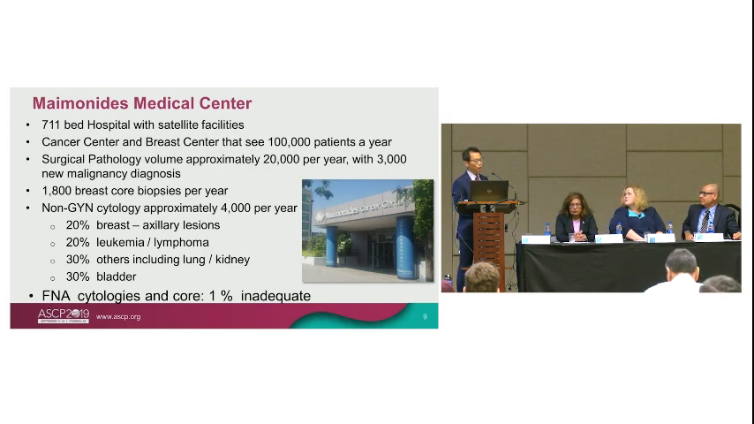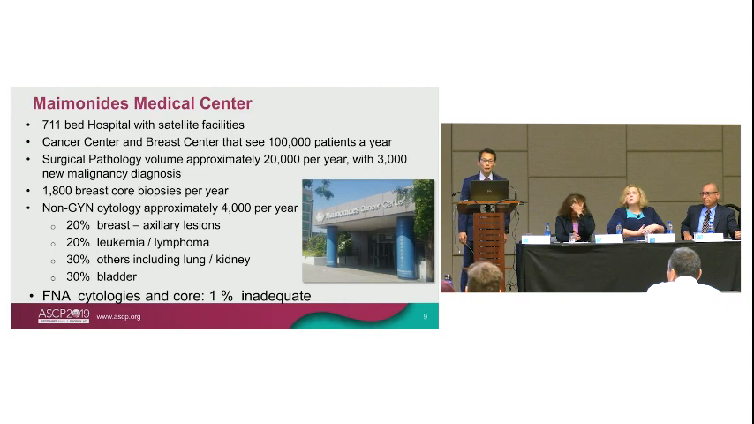Do you want to give us a little bit more description about the cancer volume at Maimonides? We have 20,000 surgical specimens a year. The cancer center, as I mentioned, sees 100,000 patients a year, and there are 3,000 new diagnoses of malignancies rendered each year. Great, thank you. So we intentionally developed a very diverse panel because we know that these immuno-oncology agents are widely being used throughout various settings throughout the country. And the issues that various hospitals and cancer centers are dealing with, there's a lot of variability in what those problems and issues are.